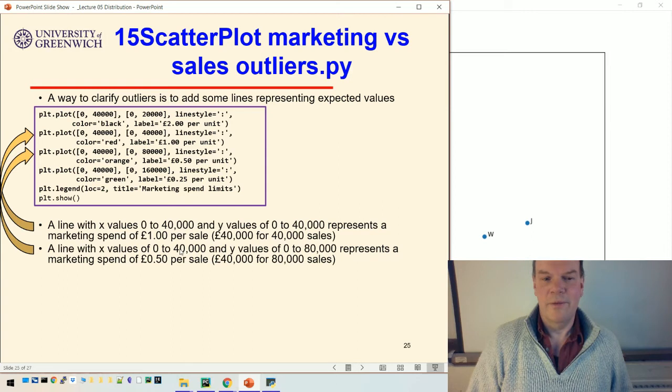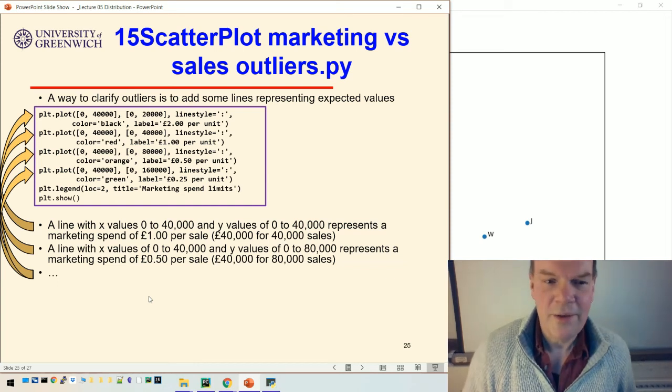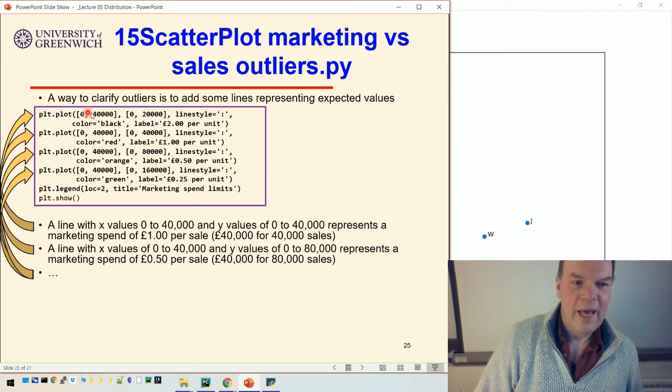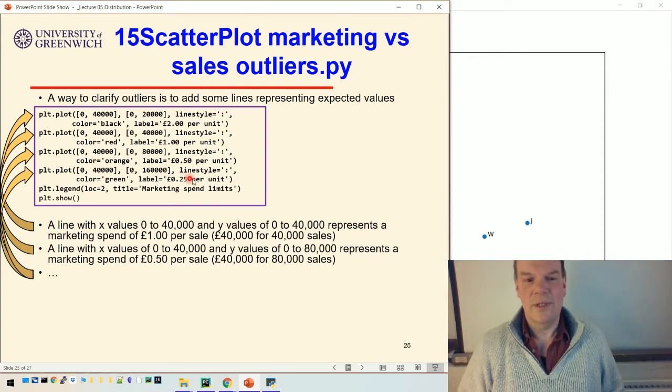So for 40,000 spend, I get 80,000 sales. So that's 50 pence per sale. And so I've represented that here with this orange line, which I'm highlighting, and so on. Okay, so you can see the X values are staying the same each time, 0 to 40,000, but the Y values are going from 0 to 20,000, 40,000, 80,000, 160,000. So that's then determining what that represents.